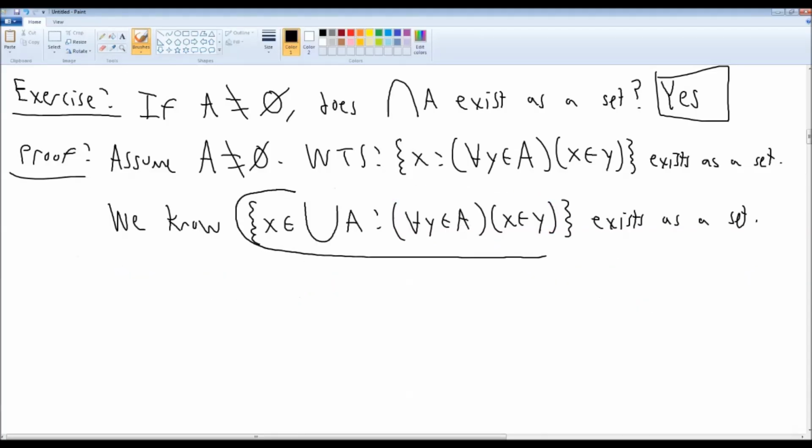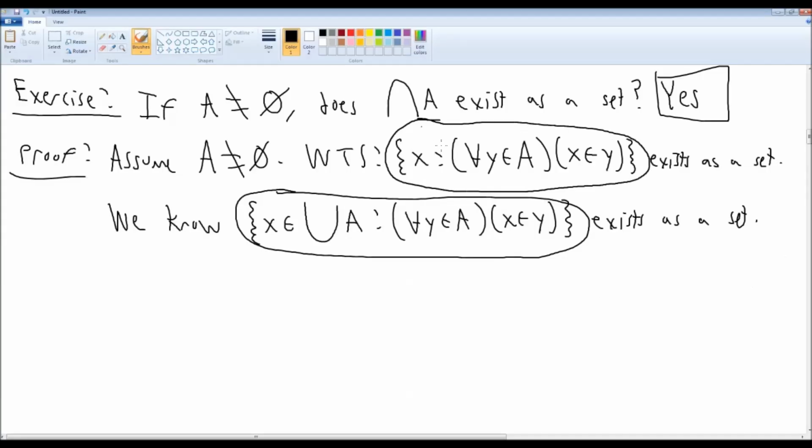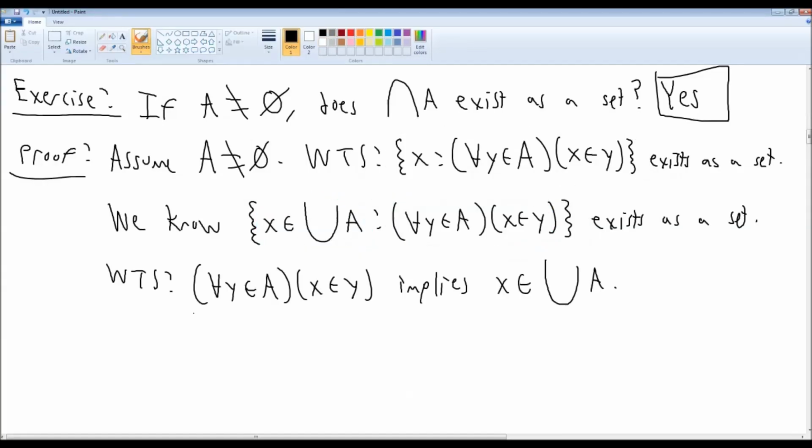All right, so we know that this guy exists, but how do we prove that this exists? Well, notice they look very similar. The only difference is that the one on the top doesn't have this part, right? So basically what you got to do is show that whenever this part is true for some set X, then X has to be in big union of A anyway. That will show that this part is redundant and can be scribbled out. So to finish the proof, we want to show that whenever this is true for some X, then X has to be in union of A.